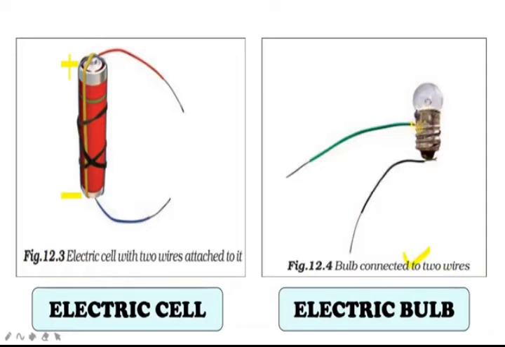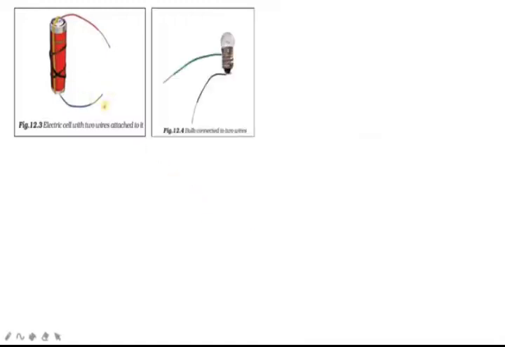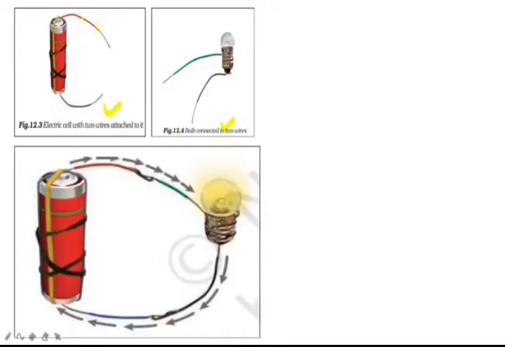After that you can see the torch bulb, with its positive part and its negative part. This you have learnt in part 1. So you will get two free ends here also. The bulb will again be connected with two wires, and that time again you will get two free ends. So the two free ends of the cell should be connected to the two free ends of the bulb. So what happens?